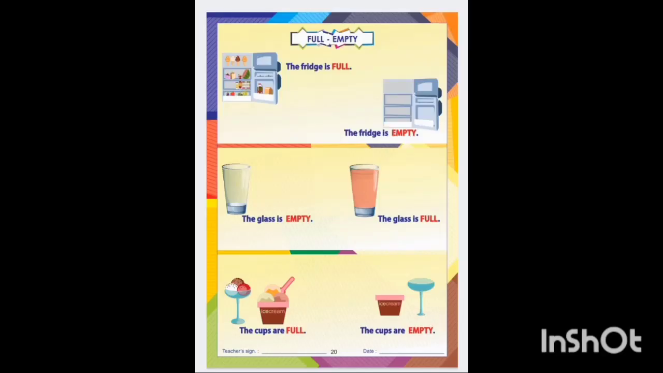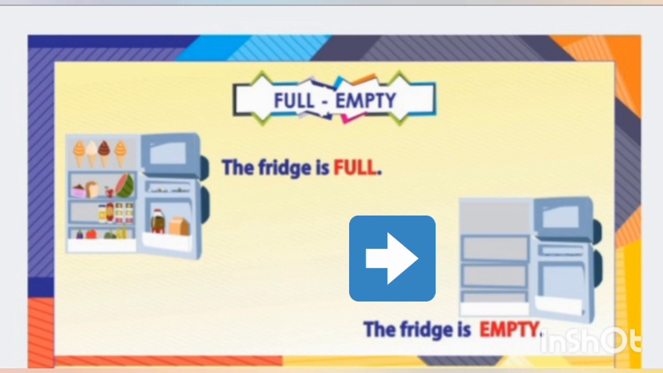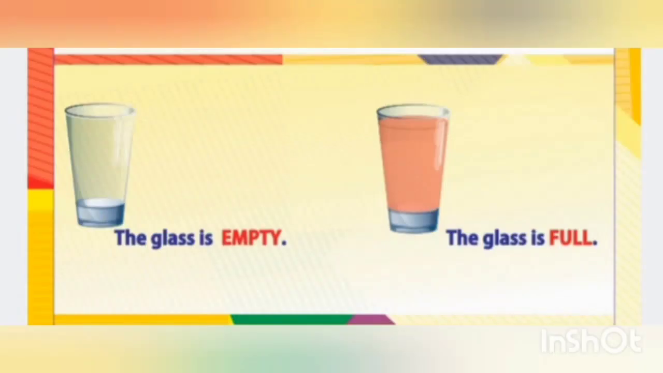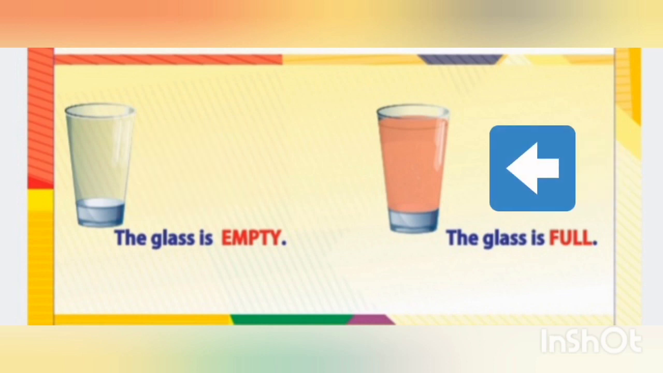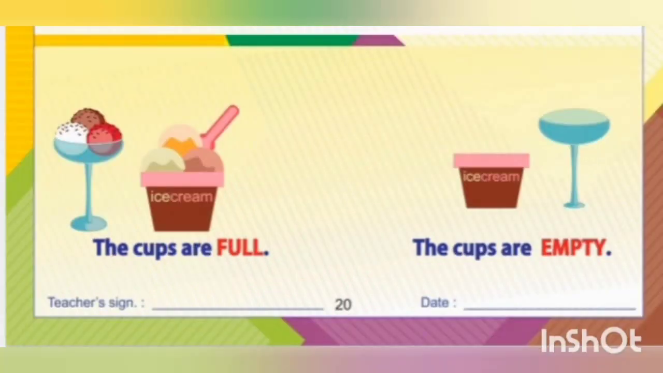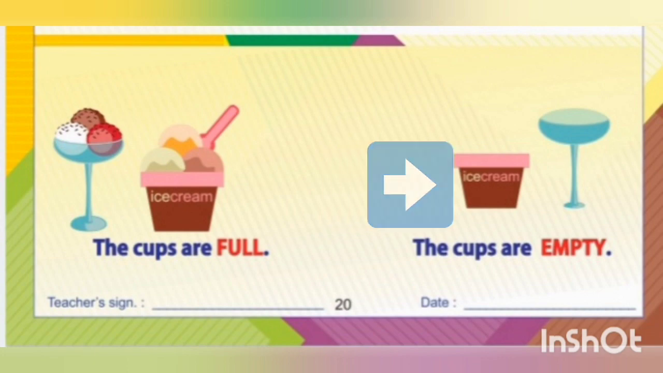Now, let's learn from these pictures. Here, this fridge is full and this fridge is empty. This glass is empty and this glass is full. Here, these cups are full and these cups are empty.